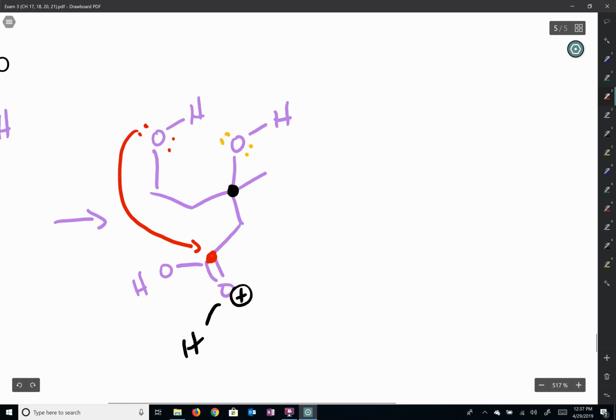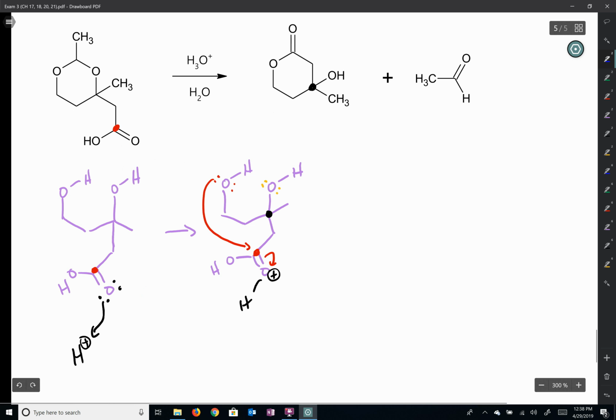However, if this swings around and grabs that, what happens then? 1, 2, 3, 4, 5, 6. Aha, now we can make a 6-membered ring. Remember, 6-membered rings are the best, 5-membered rings pretty good also, right? Anything other than that, you better have a good reason for doing it, okay? Okay, so let's draw the product of this here, right?